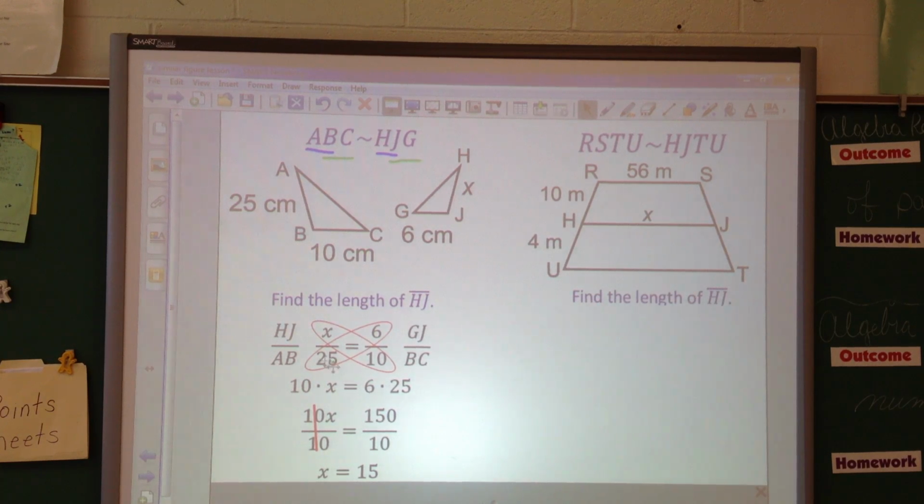But remember, it doesn't ask me to find x, it says find the length of HJ. So I write my little sentence there, HJ is 15 centimeters. If you need to, pause the video to write this down.